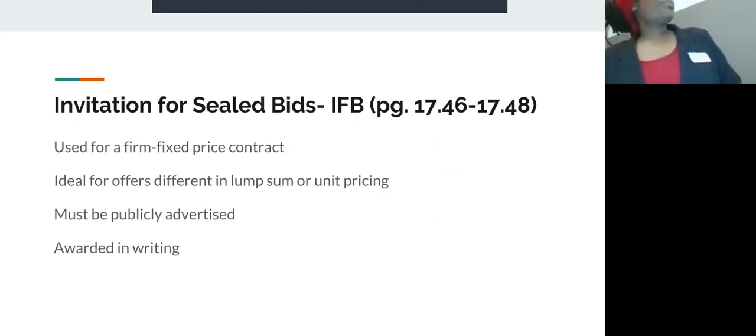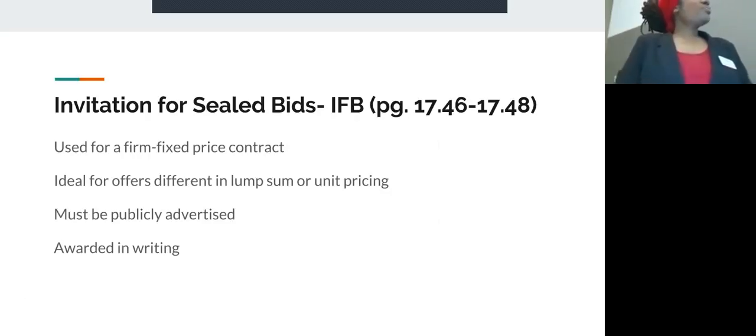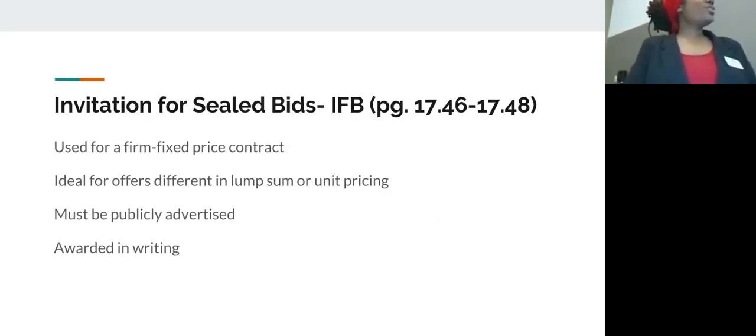So invitation for sealed bids, or IFBs, used for a firm fixed price contract. Really, that's primarily what you'll be using an IFB for. It's ideal for offers in lump sum or unit pricing. It has to be publicly advertised as well as awarded in writing.